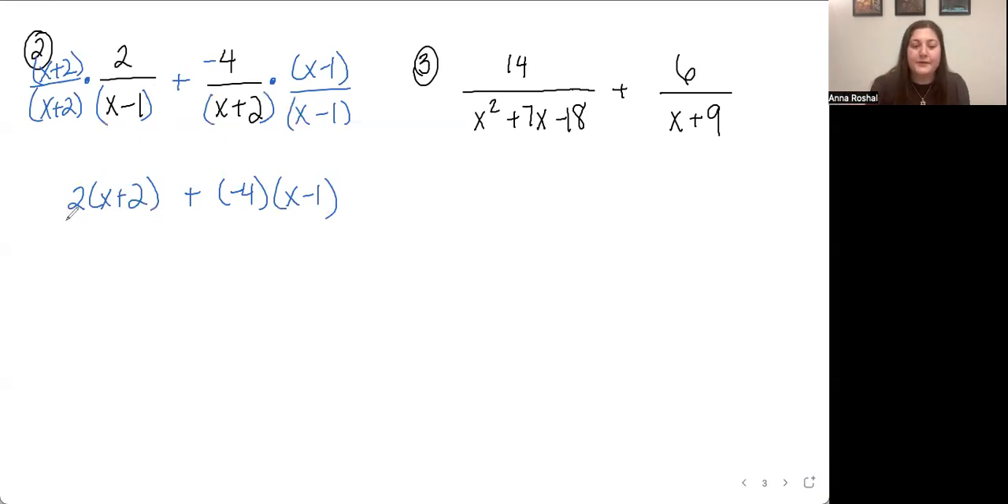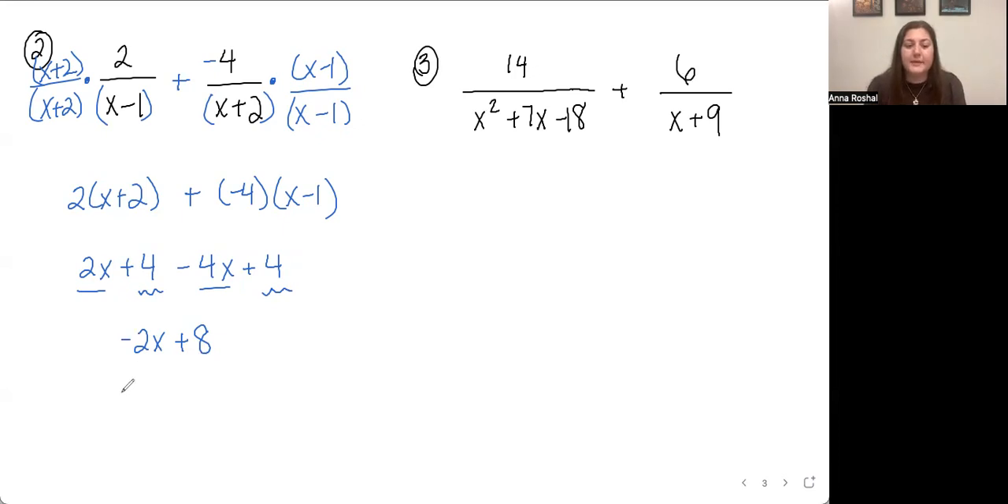I think it's really helpful for you to see what's happening. Okay, so then I'm going to distribute this 2 and this -4. I'm going to end up with 2x plus 4 minus 4x plus 4. I'm going to go ahead and combine these like terms. So I'm going to end up with negative 2x plus 8. And actually, I can factor something out from here. So I'm going to go ahead and do that. I'm going to factor out a -2 because I usually want my variable, my highest exponent variable, to be positive, right? So I'm going to leave it as x minus 4 on the inside of the parentheses.